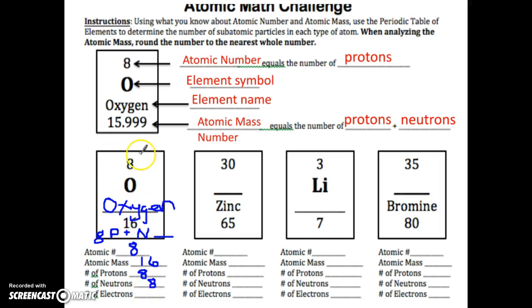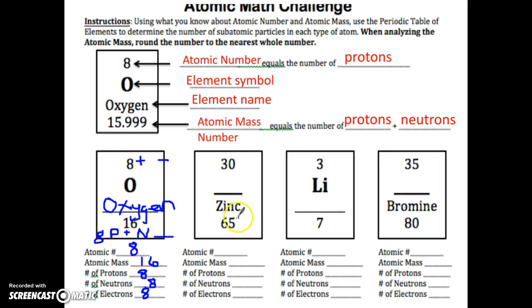Here's the thing. Every atom wants to be electrically balanced. That means it has the same number of protons as electrons. So if an atom has 8 protons, then it will also have 8 electrons. At least for this case, we're going to assume that all of these atoms are electrically neutral, meaning that the number of protons is equal to the number of electrons.